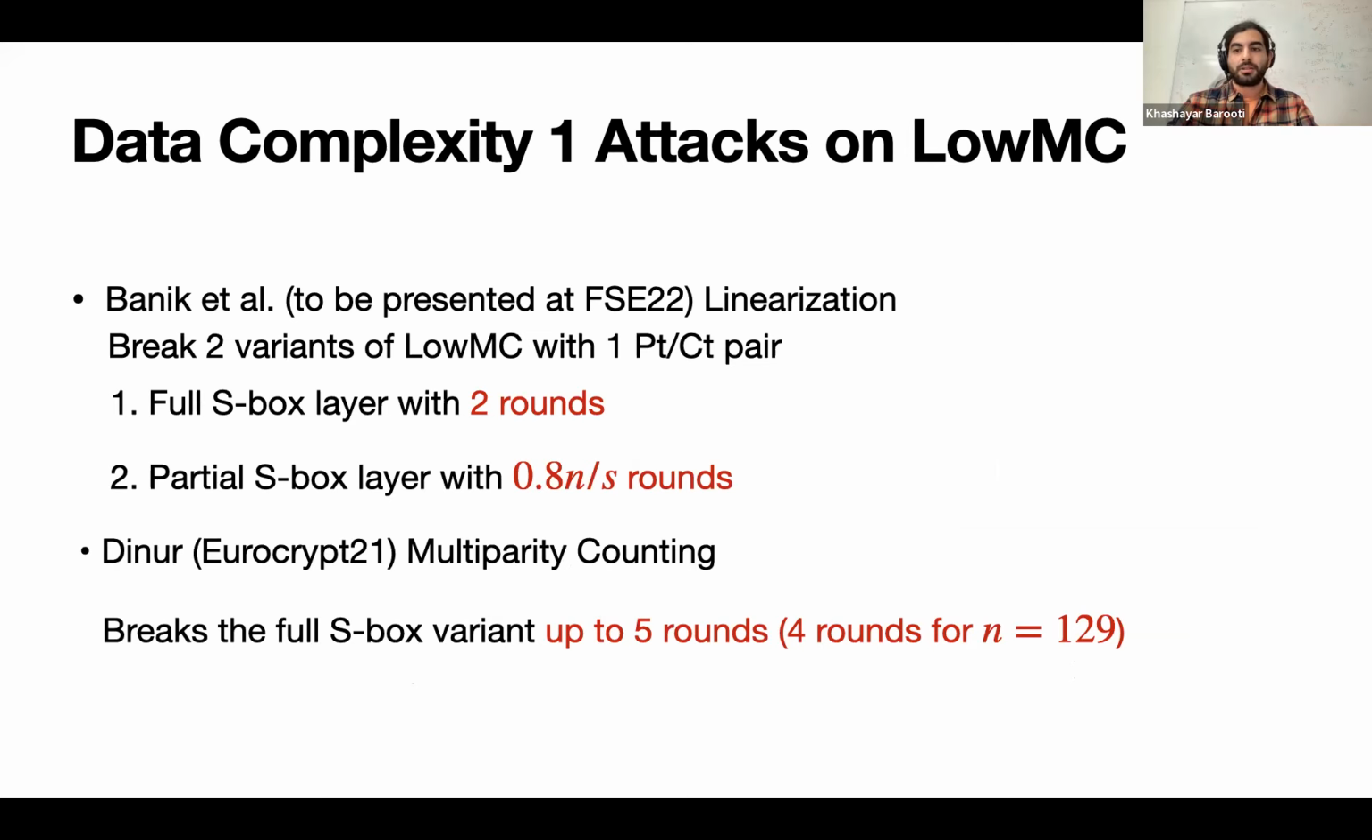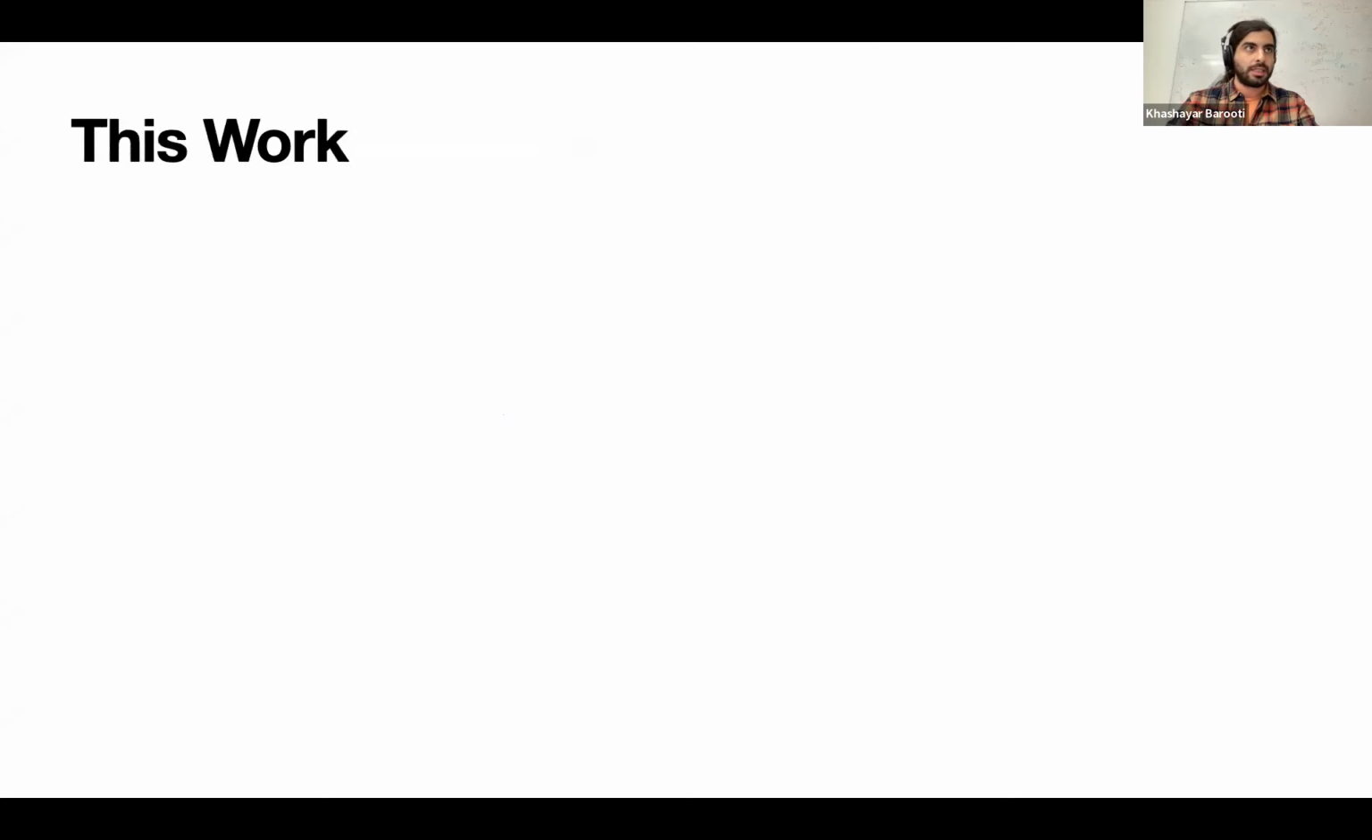Then this year at Eurocrypt, Dinur presented an attack that only works for the full round variant, and it breaks up to 5 rounds. For the 4 round variant, and for n equal to 129, it breaks up to 4 rounds only. Dinur's algorithm uses Fourier techniques and something called the multi-parity counting algorithm, and we use a linearization method that we will see in a second.